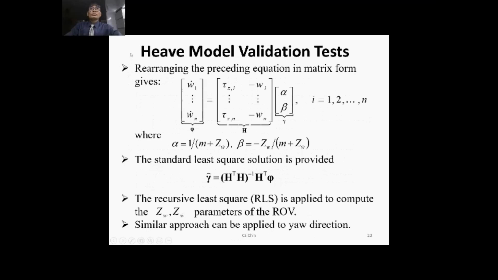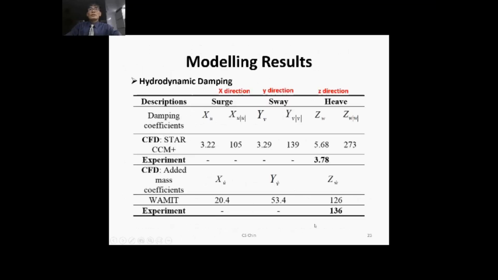We're trying to do the validation. We need to rearrange the preceding equation in matrix form as such, so that we can use the standard least square approach to find out what is the gamma hat. Hat is the estimate, okay, and we use a recursive least square, RLS, to compute the added mass as well as the damping coefficient parameters of the ROV. A similar approach can be applied to the yaw direction.